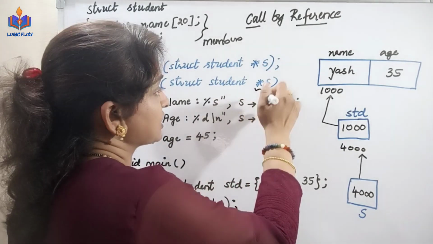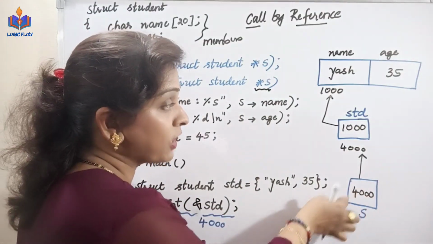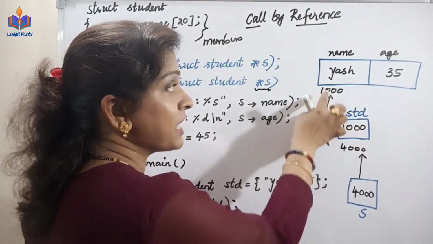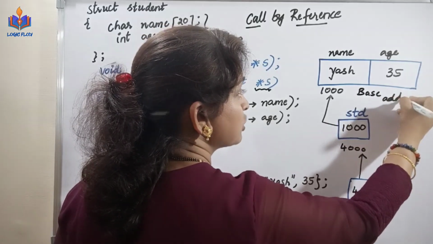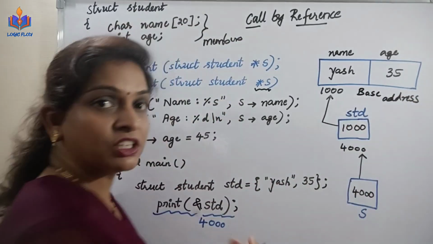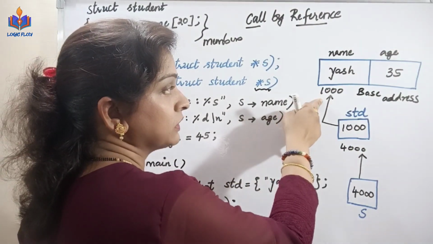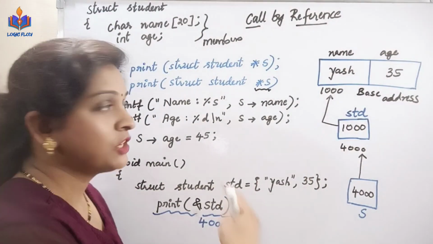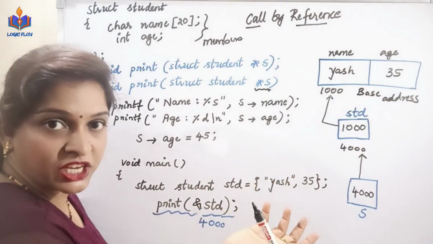This is s. Now s is receiving the address, so it is pointing to this std. And what do we have in std? It is the base address. This is what the base address means: the address of the first member of the structure. Now it is pointing to 1000. So I am pointing to the same structure. Then what I'll do is print the name. Name equal to percentage s.